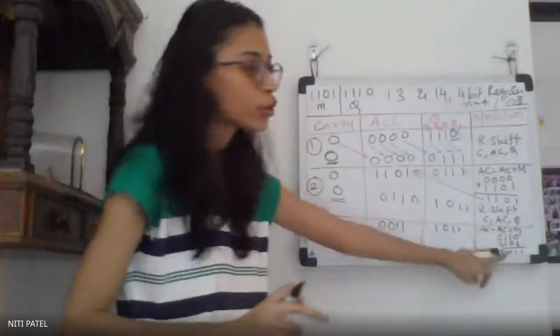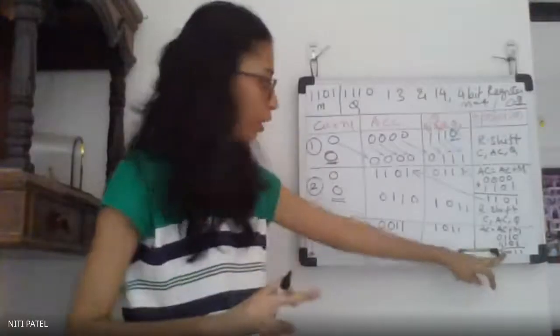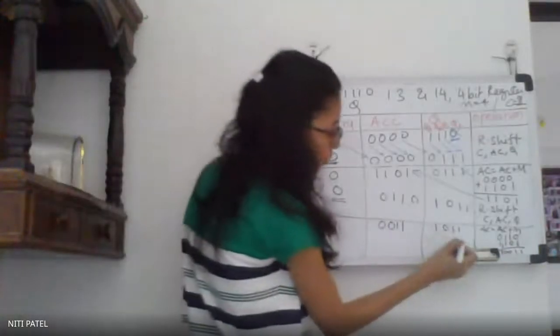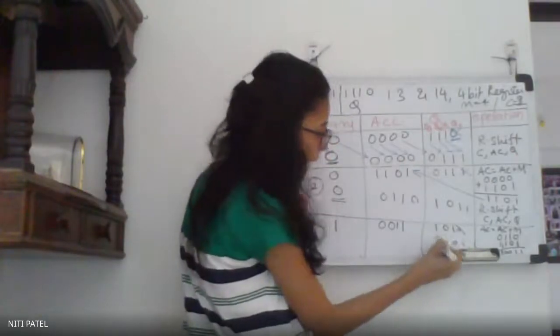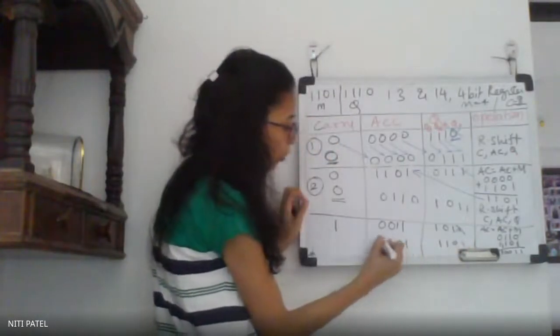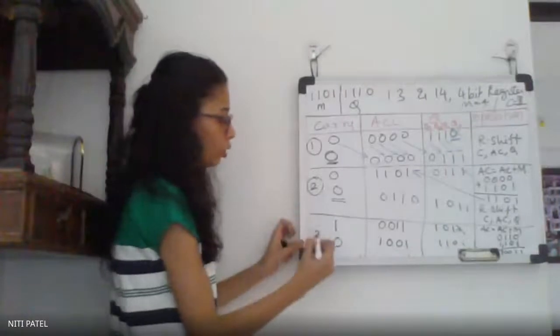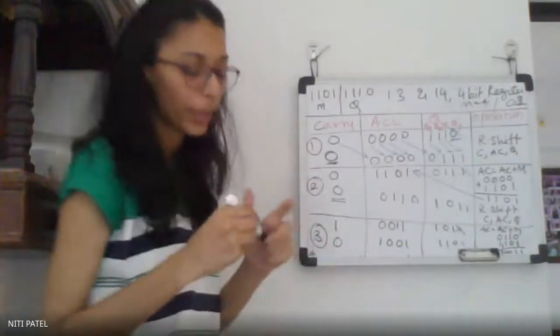After that, can I stop over here? No. Right shift. We have to do right shift. So how will you do right shift? This 1 will be discarded. 1, 0, 0, 1 and then 0. So with this I complete my step number 3.